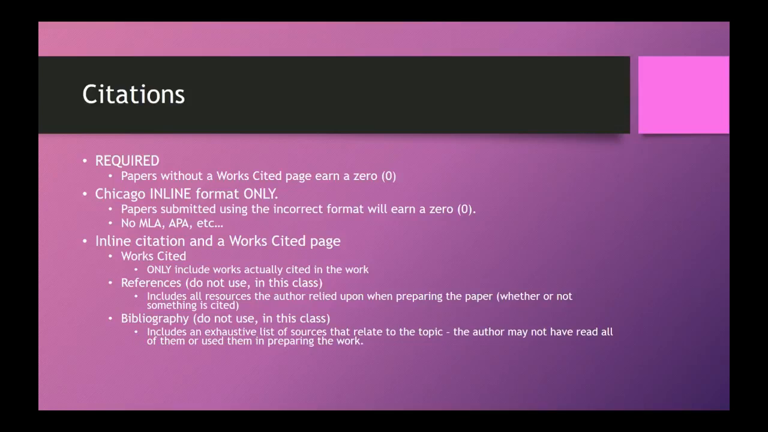A bibliography is just a list of books on a specific subject. You may not have read any of them. You might not have even cited any of them. And so what we're doing is a works cited page.